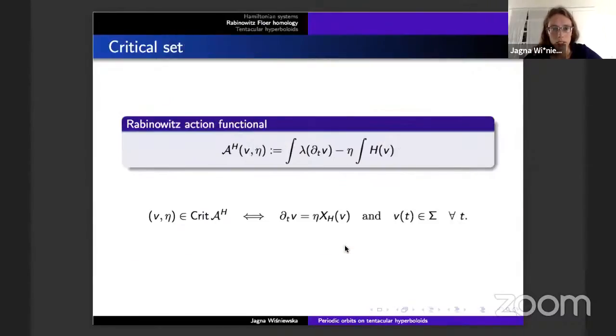The critical set of this Rabinowitz action functional consists of solutions to this reparametrized Hamilton's equation. So we have this eta parameter here, and we have that our loops have to lie on the hypersurface Sigma.